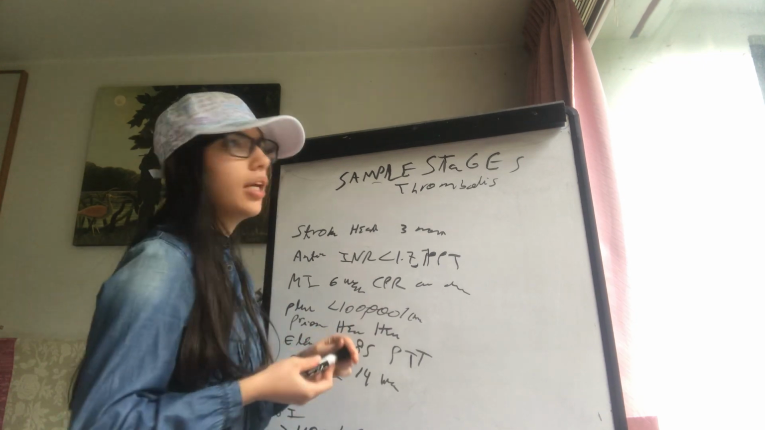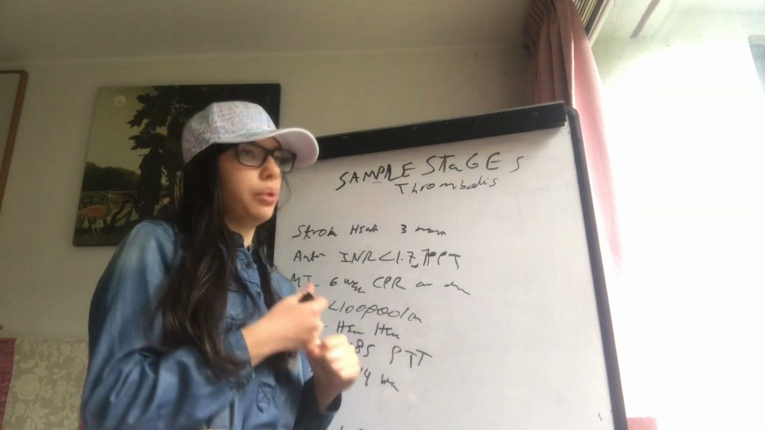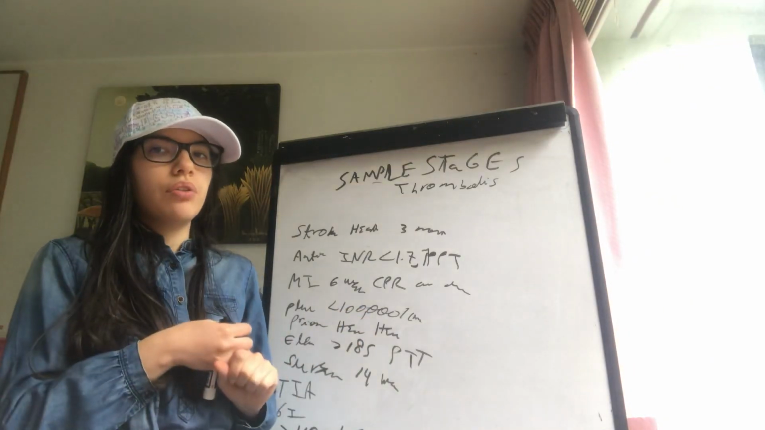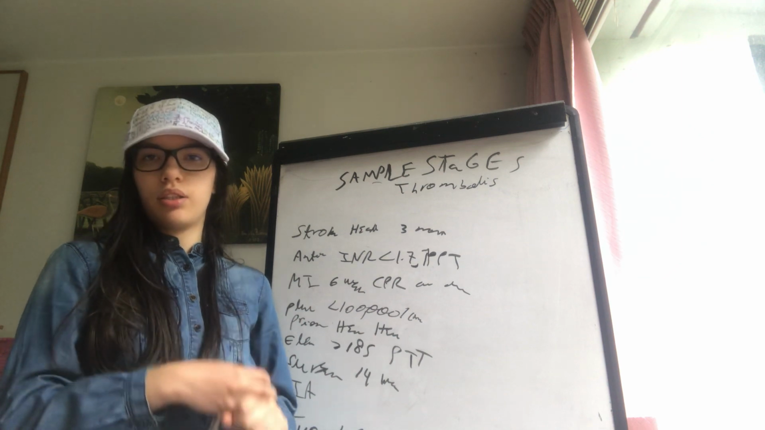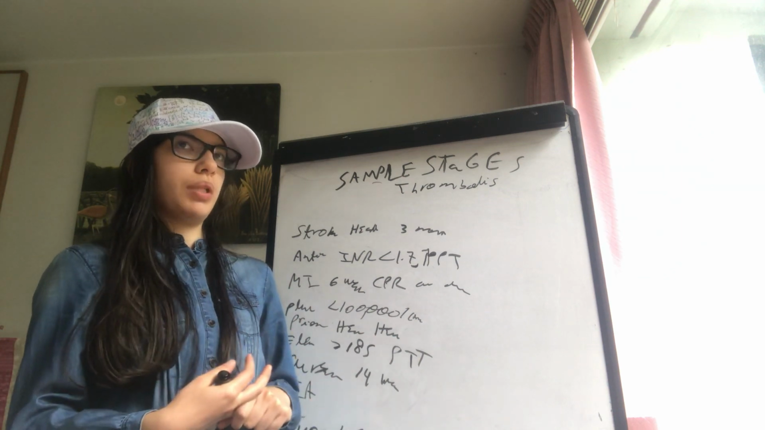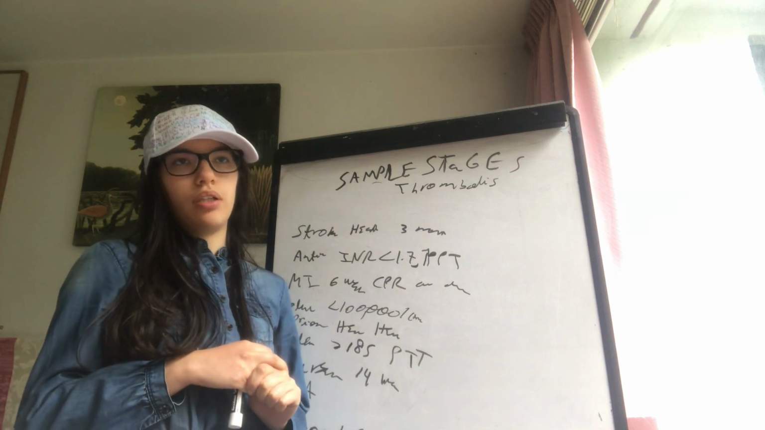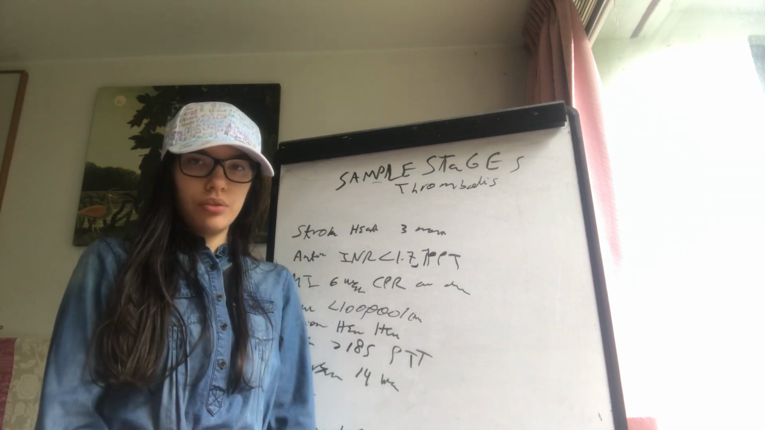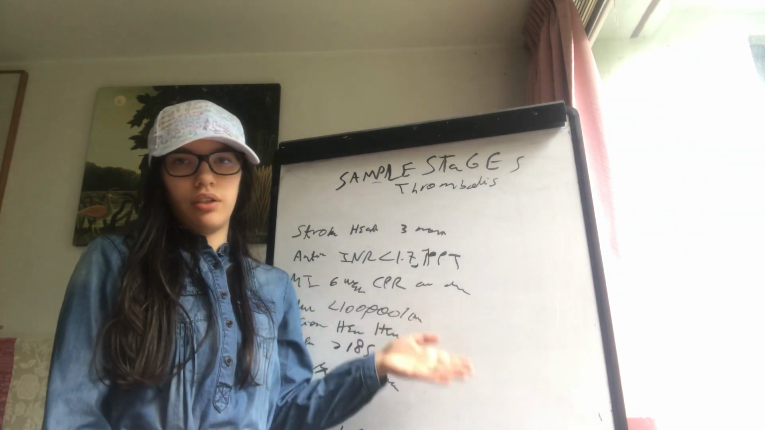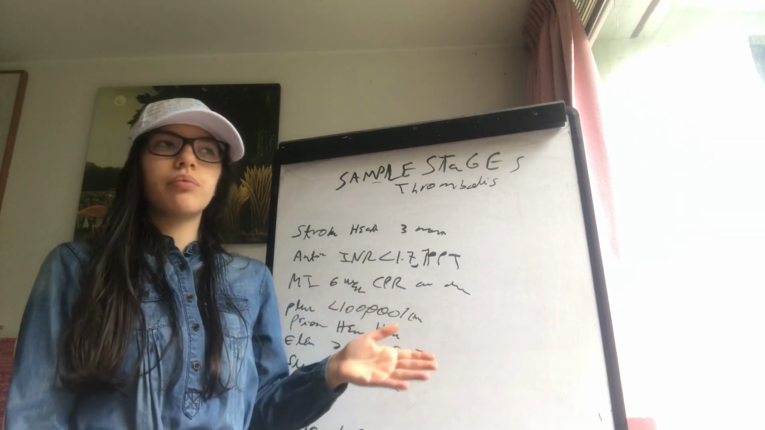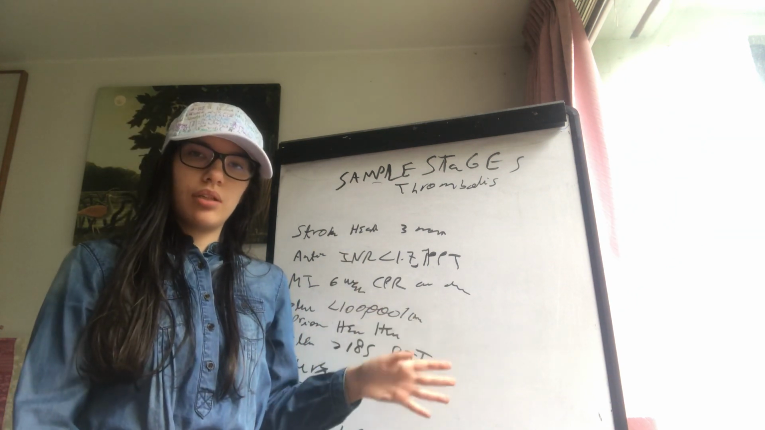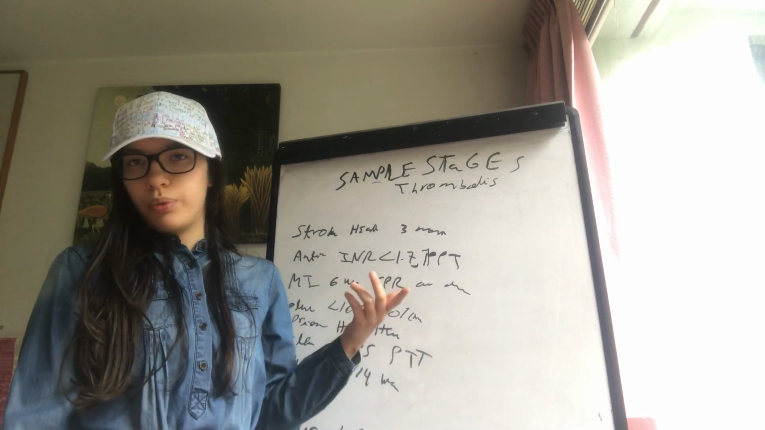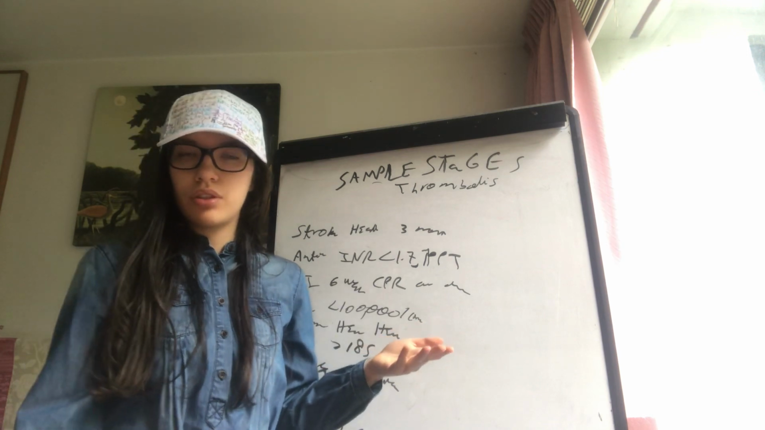So we have a stroke or head trauma within 3 months of the onset of the symptoms. The anticoagulation, an INR less than 1.7, or a prolonged PTT. Prior myocardial infarction within 6 weeks, or a CPR or aortic dissection. Then a prior intracranial hemorrhage or head hemorrhage. Low platelets less than 100,000 per cubic millimeter. Elevated blood pressure above 185 of systolic blood pressure.